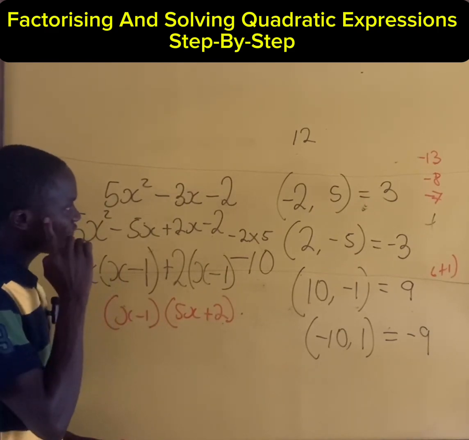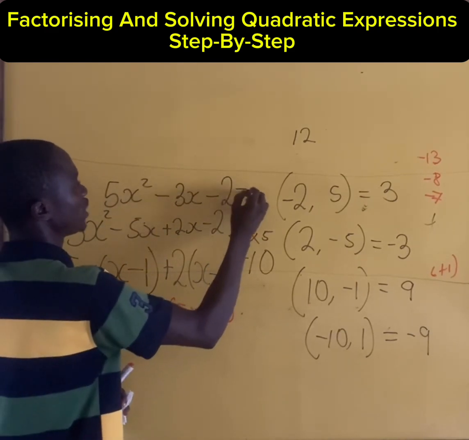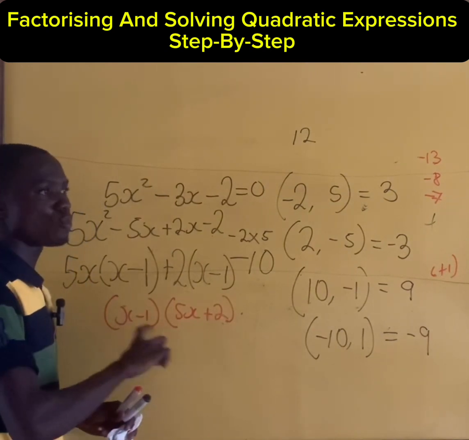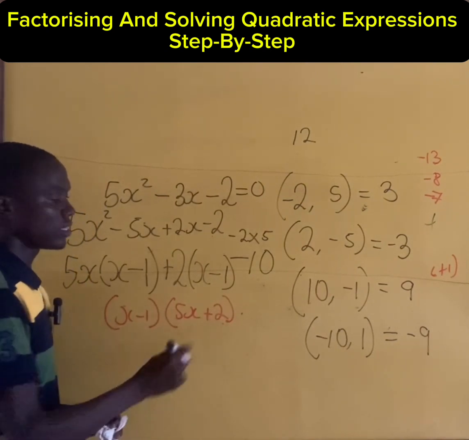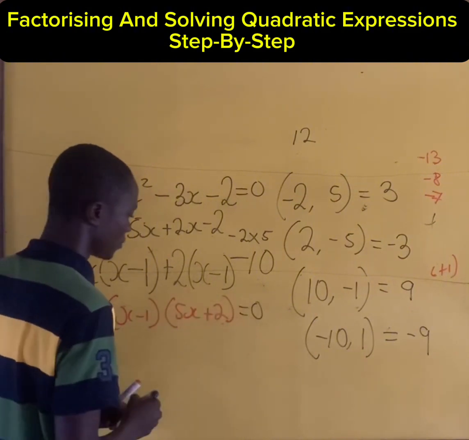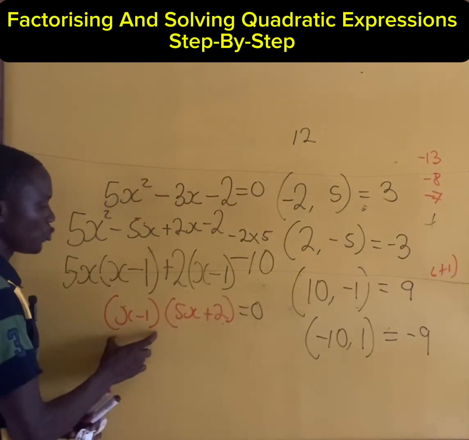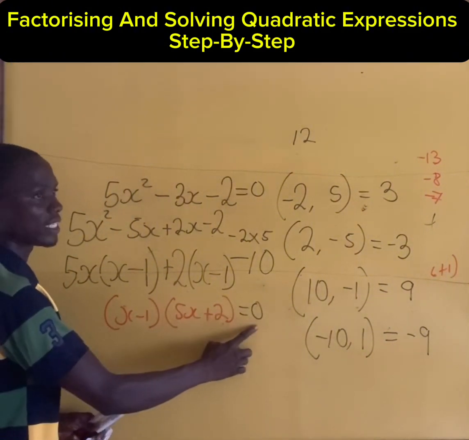Now, if it were to be equal to 0, then it is no more an expression but an equation. So let's say this is equal to 0. If this is equal to 0, we are multiplying two numbers and the result is 0.